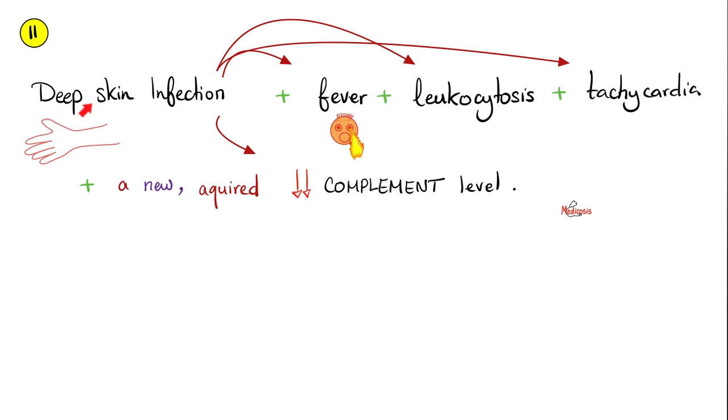Story 11, a patient with deep skin infection, plus fever, plus leukocytosis, plus tachycardia, and newly acquired hypocomplementemia. He was born with normal complement level, but thanks to the infection, he's suffering from hypocomplementemia. Please name the organism and the virulence factor that caused this.